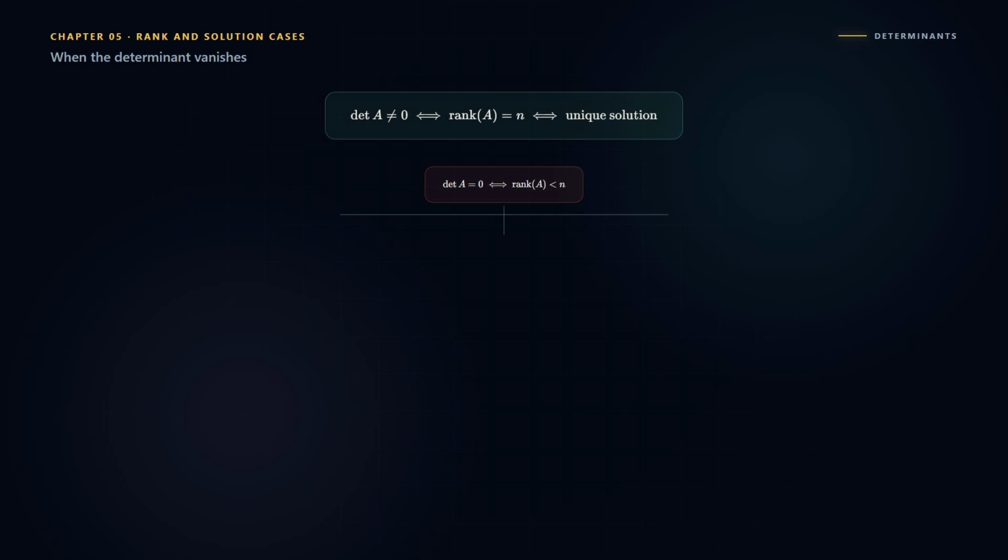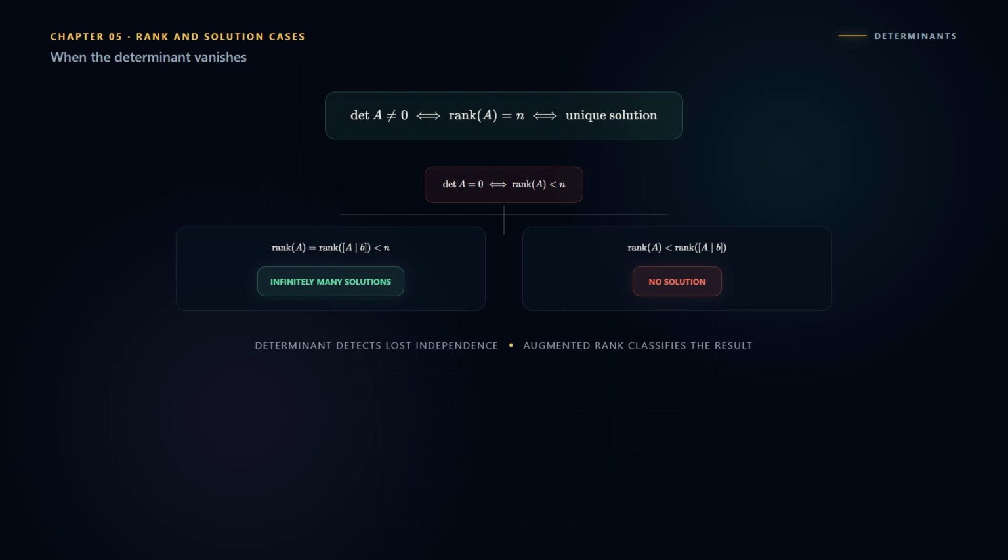To distinguish infinitely many solutions from none, compare the rank of A with the rank of the augmented matrix. Equal ranks below n mean the system is consistent with free choices, hence infinitely many solutions. If the augmented rank is larger, the right-hand side adds a contradiction, so there is no solution. The determinant detects lost independence. The augmented matrix tells us what that loss does to the equations.